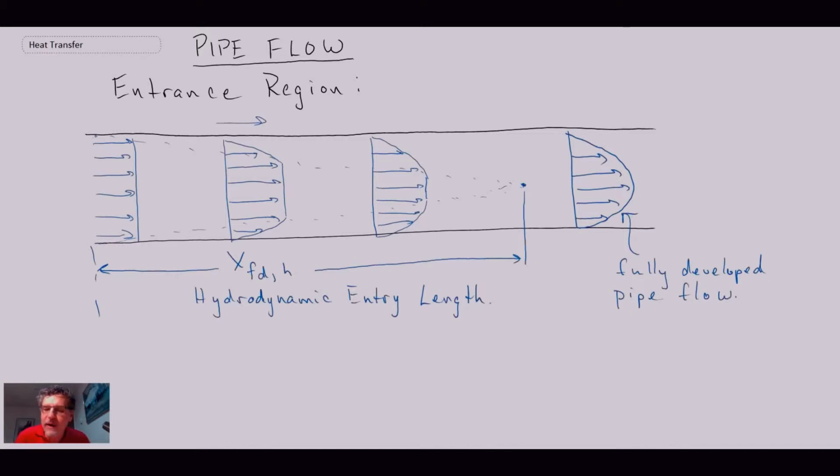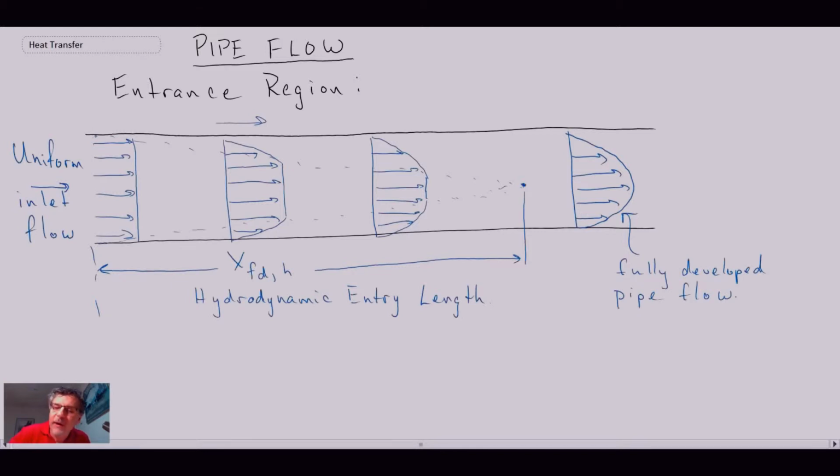The unique nature of fully developed pipe flow is that the velocity profile itself will not change as we go further downstream, unless we go through transition from laminar to turbulent, but we're not talking about that yet. So that is the entrance region: over here we have uniform inlet flow, and then once we get through the hydrodynamic entry length, we have what we call fully developed pipe flow.